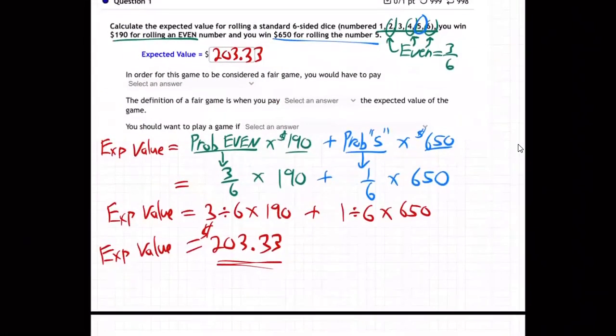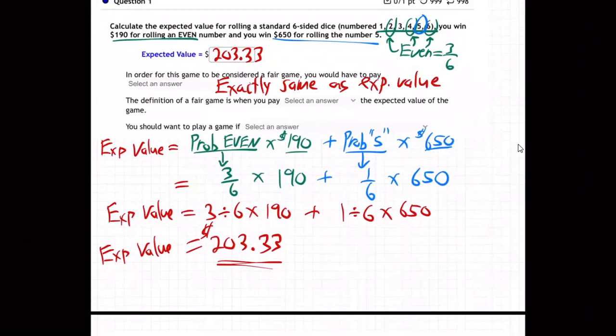Right? So, in order for this game to be considered fair, you would have to pay exactly the same as the expected value. That's the option we choose.